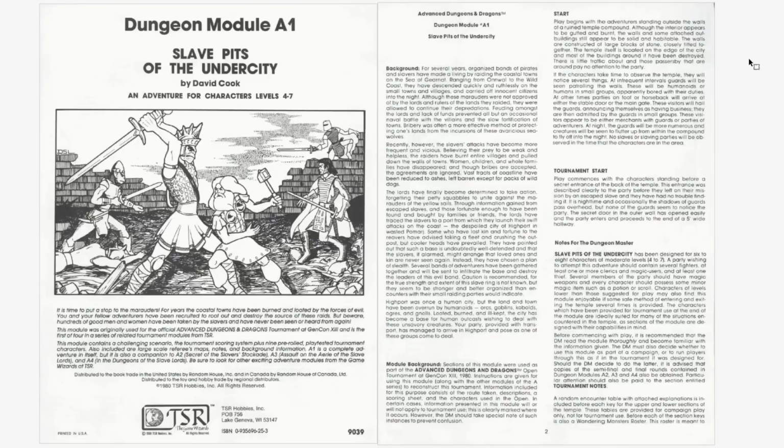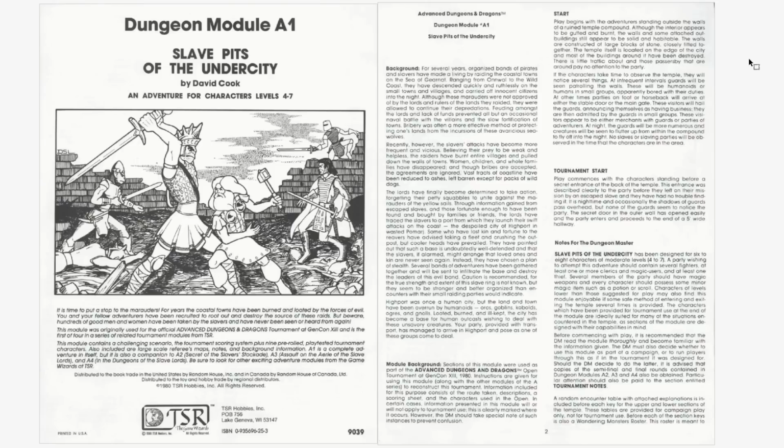Now, when you're looking in a reproduction like this PDF, a lot of times in the maps, they say that the shaded part of the maps, you should ignore that if you're just going to play the tournament. The problem is in a reproduction or a PDF, sometimes it's very, very difficult to see that shading. And you'll see that as we get to the maps. But it tells you the module background. It tells you how to tournament start. So you see over here on the right-hand column, tournament start: play commences with the character standing before a secret entrance at the back of a temple.